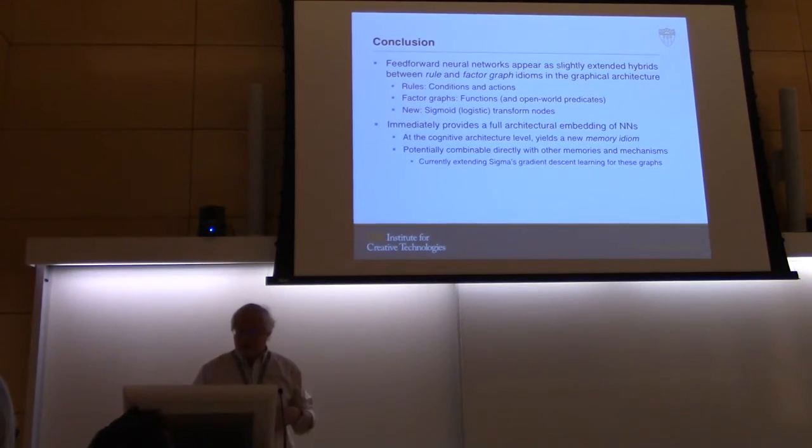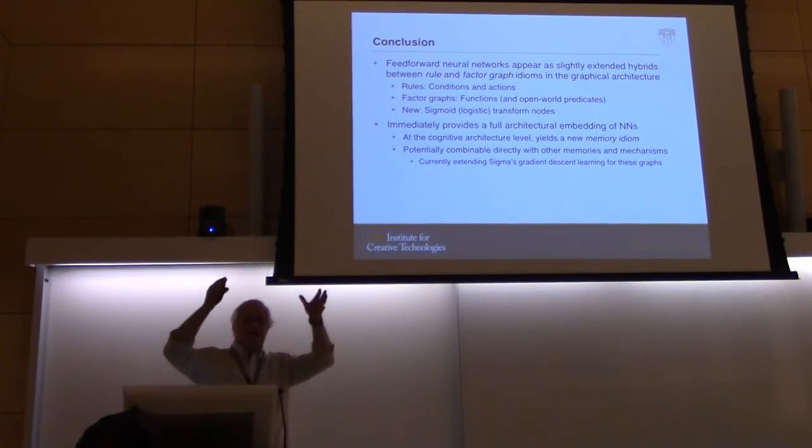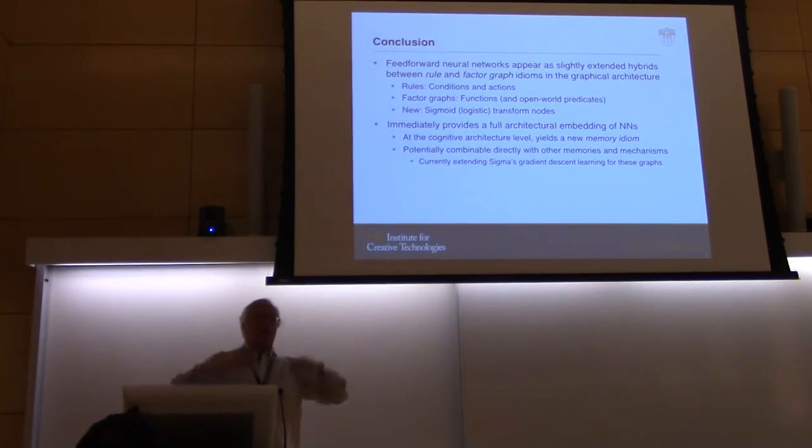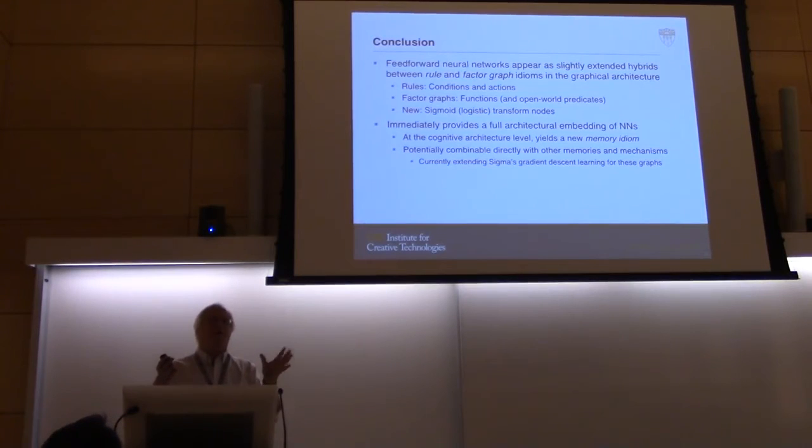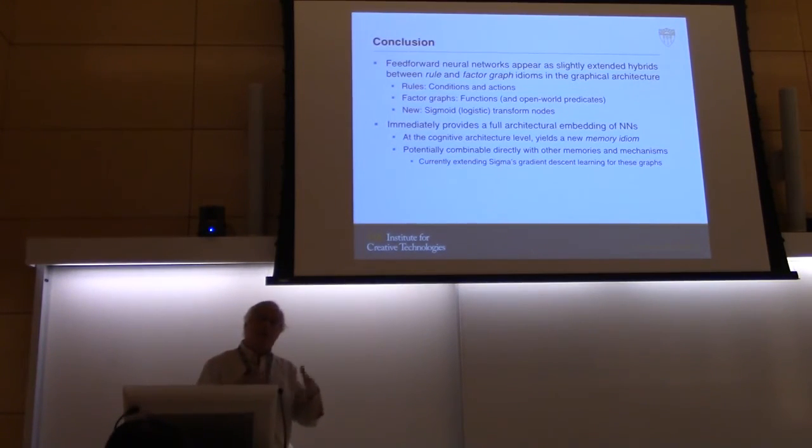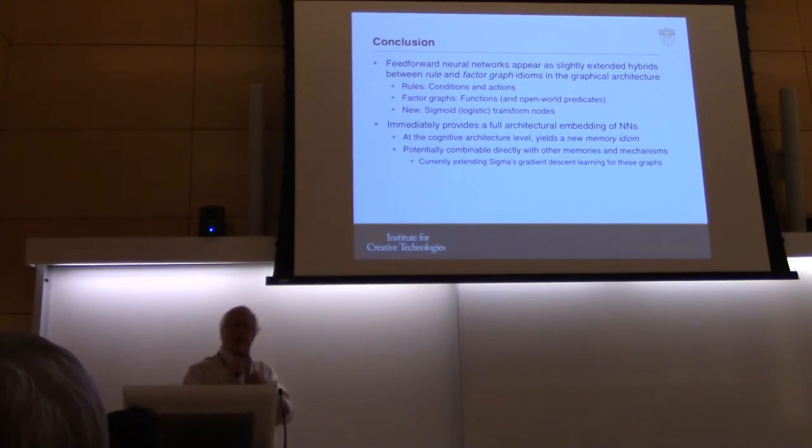This immediately then provides a full architectural embedding of neural networks. We don't have to ask, like the deep learning people are asking, okay, we've got deep learning networks, that's great. Now how do we build an architecture out of that? By doing this, we now have a full architecture around this, but this is basically one memory idiom that's available. So it's potentially combinable with the rest of the architecture. Although because we violated the factor graph semantics, it isn't always trivial to do that.